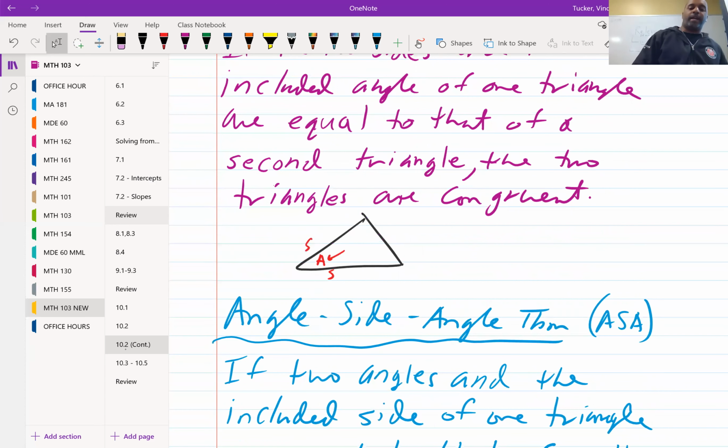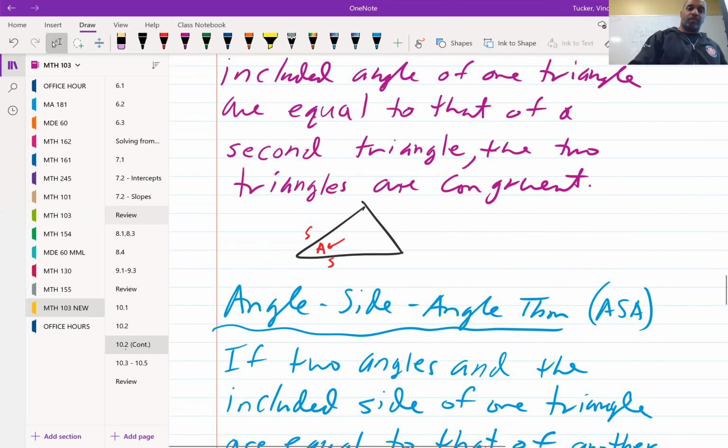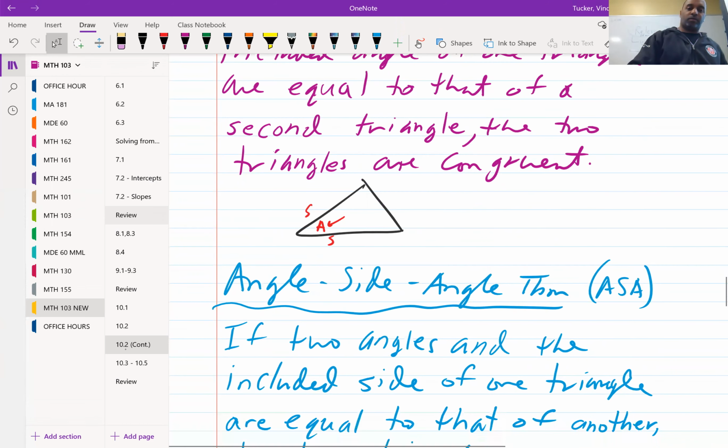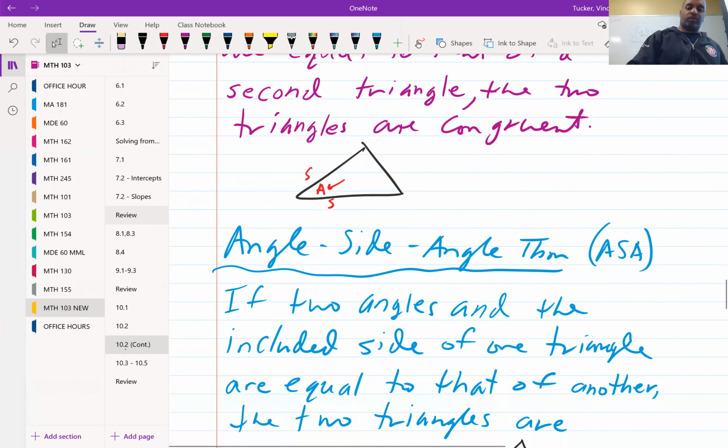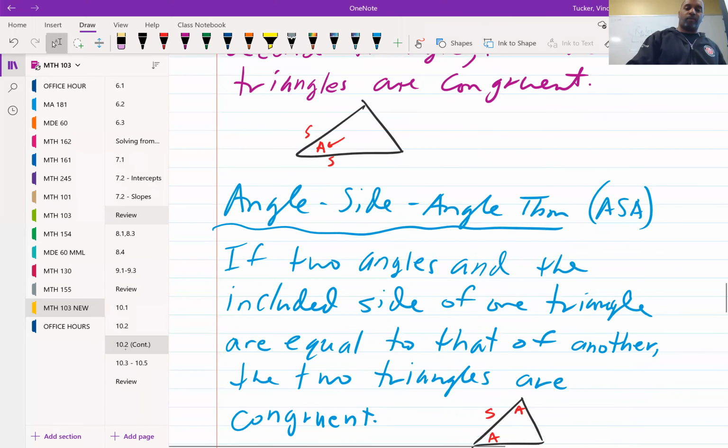And the third one, angle side angle. The purple one. If two angles and the included side of one triangle are equal to that of another, the two triangles are congruent.